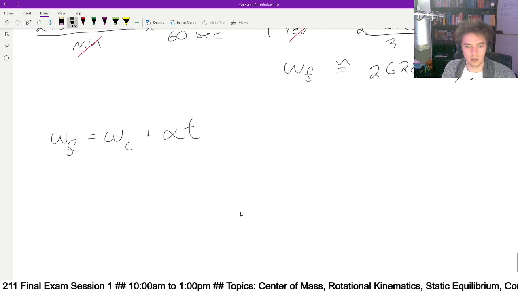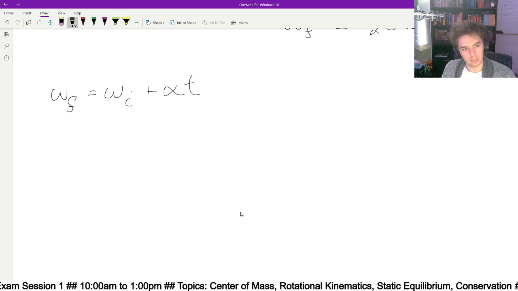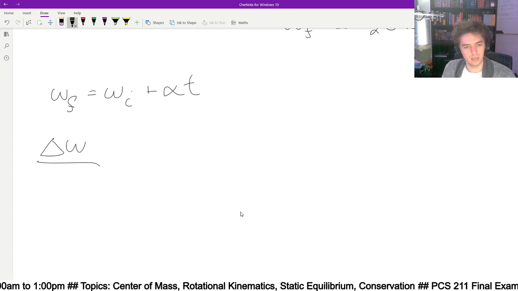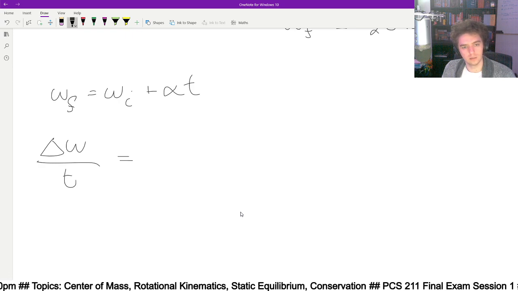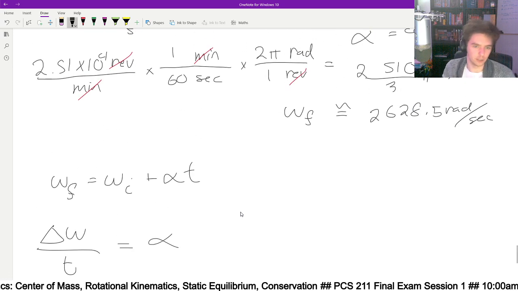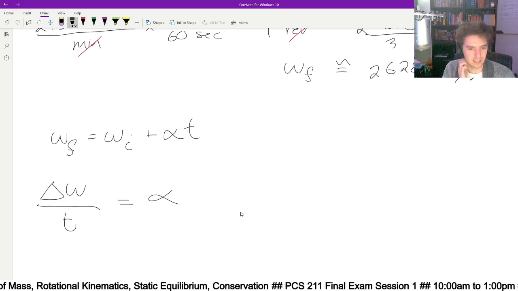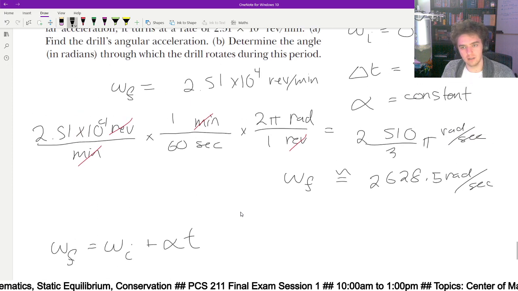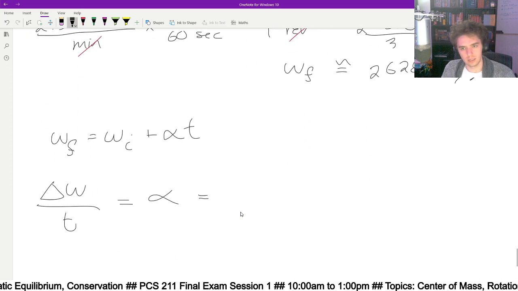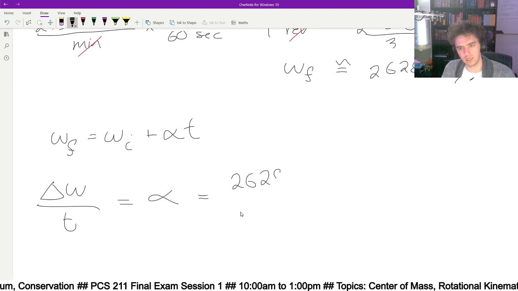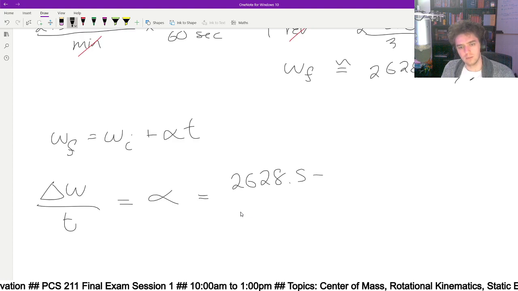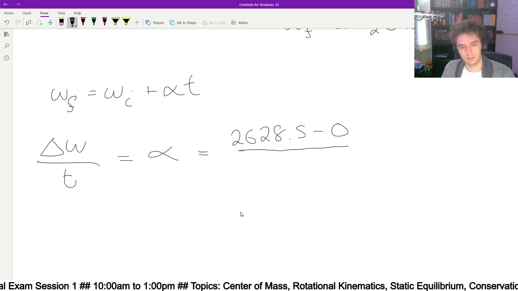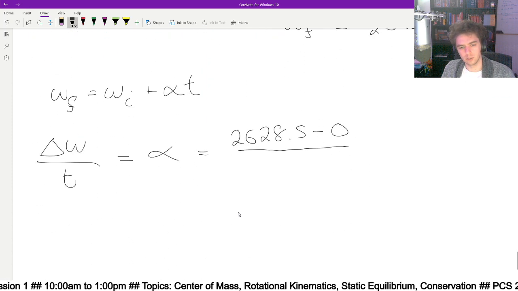So let's solve for acceleration. It's going to be delta omega over t. That's actually the definition of average acceleration, right? So this is going to be the final omega F, 2,628.5, minus omega I, which was 0, over t, which was 3.2.